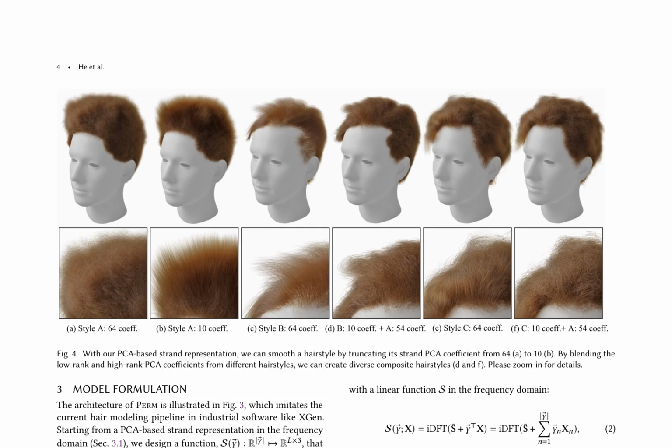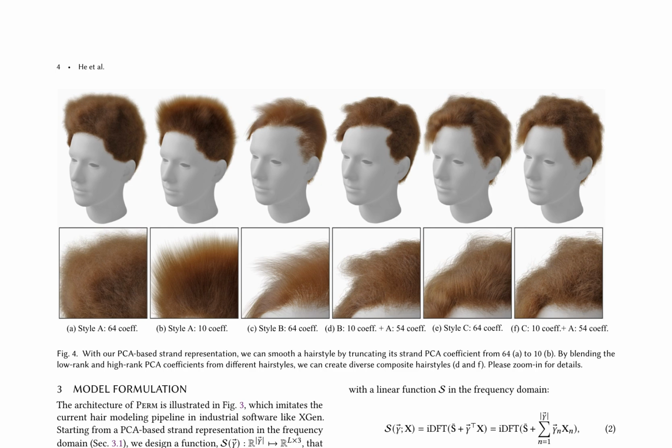The authors introduce a novel hair modeling architecture, Perm, which leverages a PCA-based strand representation in the frequency domain. This representation enables the smoothing of hairstyles by truncating the strand PCA coefficients, as shown in Figure 4. The Perm architecture is illustrated in Figure 3, mimicking the current hair modeling pipeline in industrial software like XGen. It consists of several components, including a strand mapping function S, a guide strand function G, a super resolution function F, and a hair styling function D, parameterized by controlling parameters theta and beta, respectively.